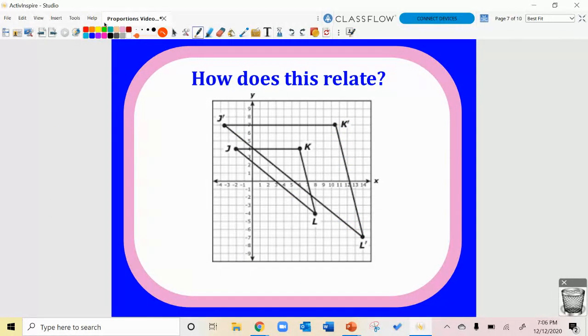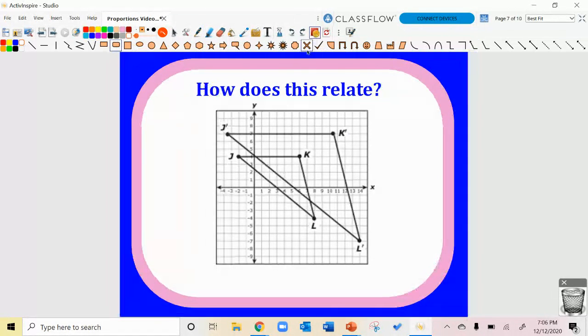Before we finish this up, I do want to talk a little bit more about how it relates. You guys have been doing stuff like this, looking at dilations. Let's find the scale factor and the center. The center, this is getting bigger, so I'm going to connect these. It doesn't matter which 2. I could do all 3.